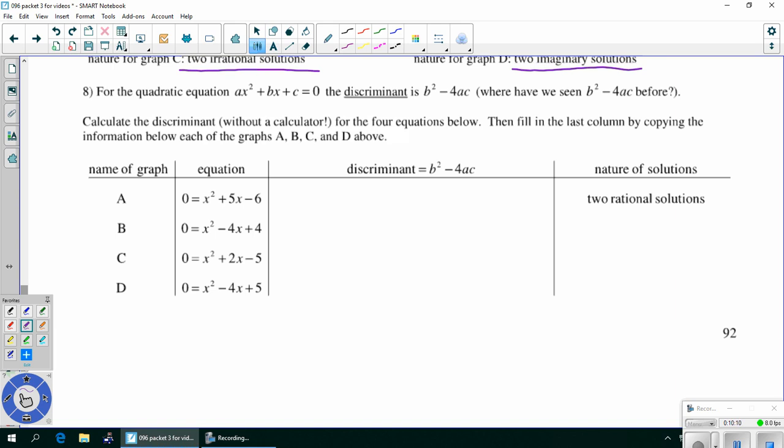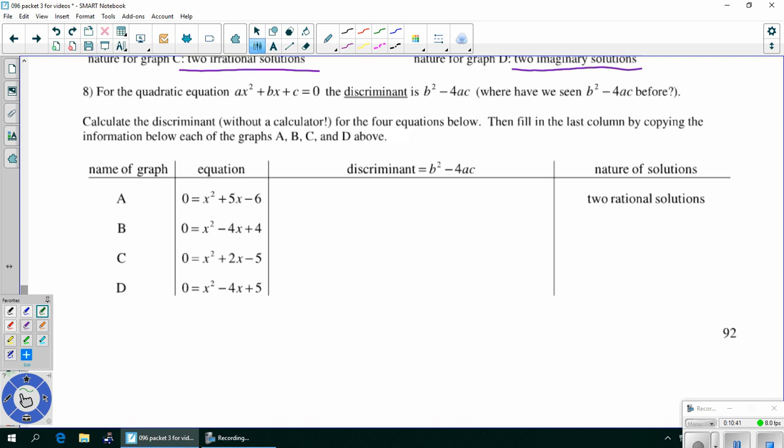Okay, for the quadratic equation, we're defining this thing called the discriminant. It is b squared minus 4ac. Where have we seen that expression before? Well, that is exactly the thing inside of the square root in the quadratic formula, right? Negative b plus or minus square root of b squared minus 4ac. So the discriminant is just the fancy word for the name of the thing inside the radical in the quadratic formula. Calculate the discriminant for the 4 equations below, then fill in the last column by copying the information below each of the graphs A, B, C, and D.